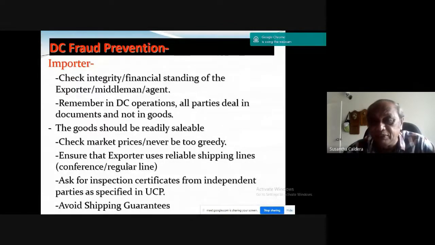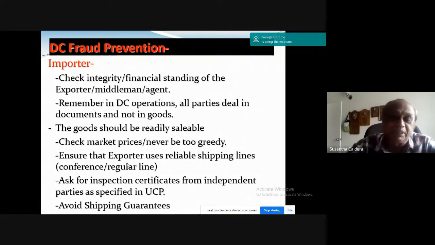Ask for inspection certificates from independent parties as specified in UCP, right? Check market price, never be too greedy. He was very greedy. That's why he had this issue, right? Avoid shipping guarantees as much as possible.